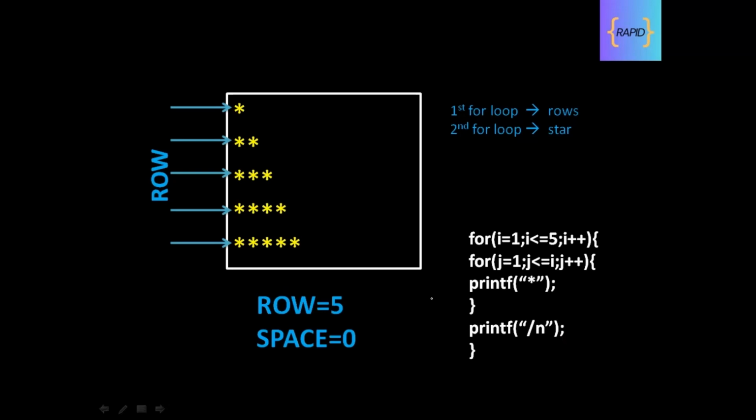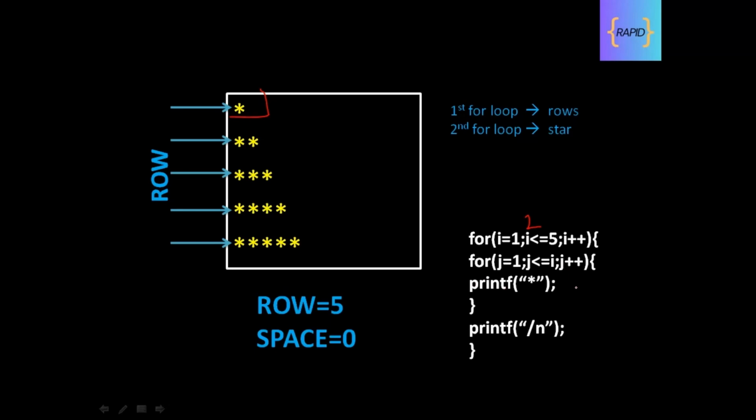After printing backslash n, we achieve this, and now it will go back and we will increase i by 1, and again it will compare. See here, i is 2, still less than 5, so the condition is true, and we jump to this for loop. In this for loop, you can see j is 1 and j is less than or equal to i, which is true because i is 2 and j is 1.